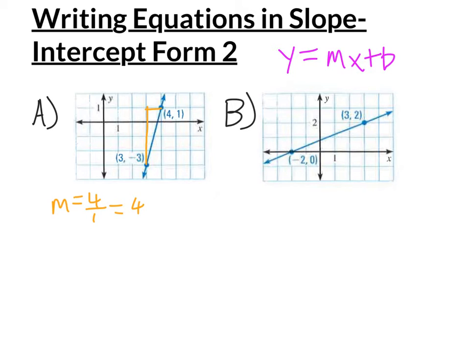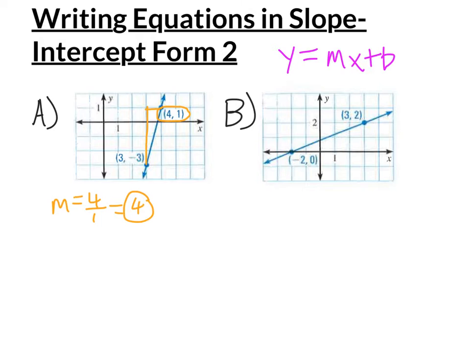Now, because we don't know what the y-intercept is, we don't know what b is, but we can use this information that we have to find b. We know the slope, and we have 2 points, but we really only need 1 point. I'm going to pick (4, 1), just because both of those numbers are positive. I think it's going to make my life a little bit easier.